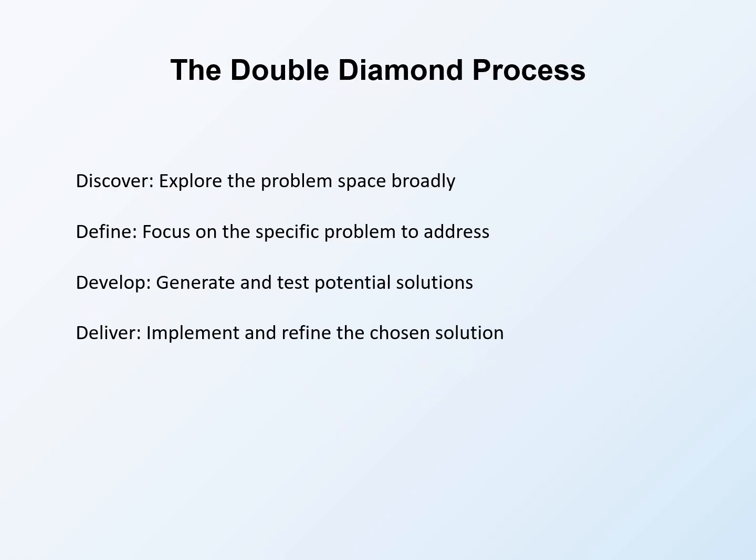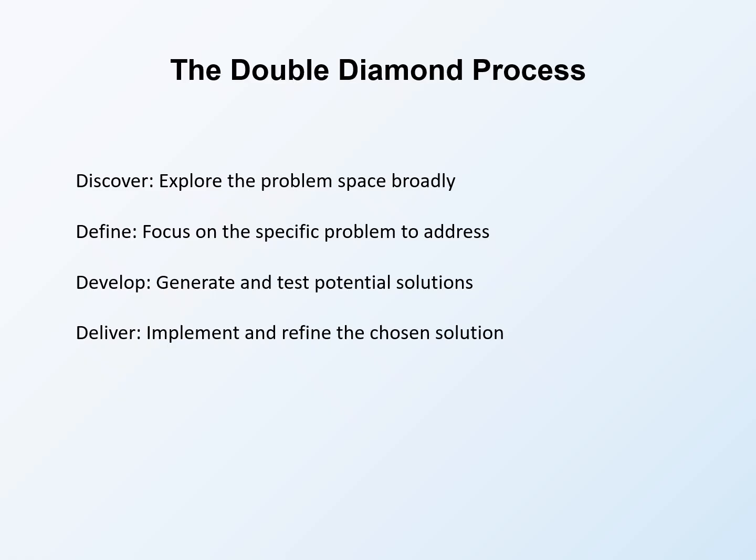The double diamond is the core framework of HCD. Imagine 2 diamonds side by side. The first diamond has 2 phases. Discover. You explore the problem space broadly. You're not yet trying to solve anything, you're trying to understand. You talk to people, you observe, you immerse yourself in their world.